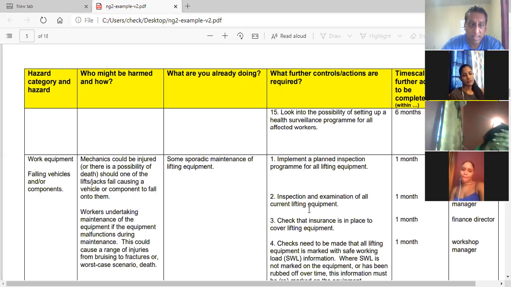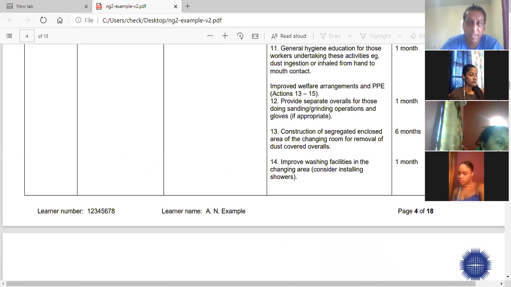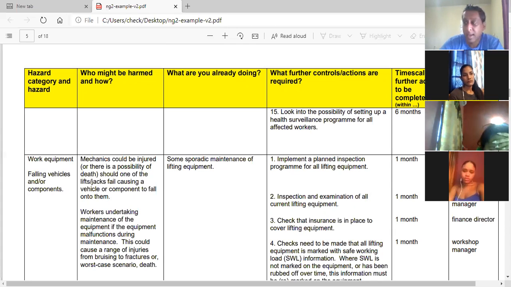So let's say I chose checks need to be made that all lifting equipment is marked with safe working load. If I choose that one, we're going to have to talk about this month that we put here and who is responsible for it in a bit. But we're going to have to say that this is now linked to work equipment, and that will be the second action, right? So you think you get the idea this time, if you understand that there. Before I go back down, as I have the screen up, anybody have any questions?